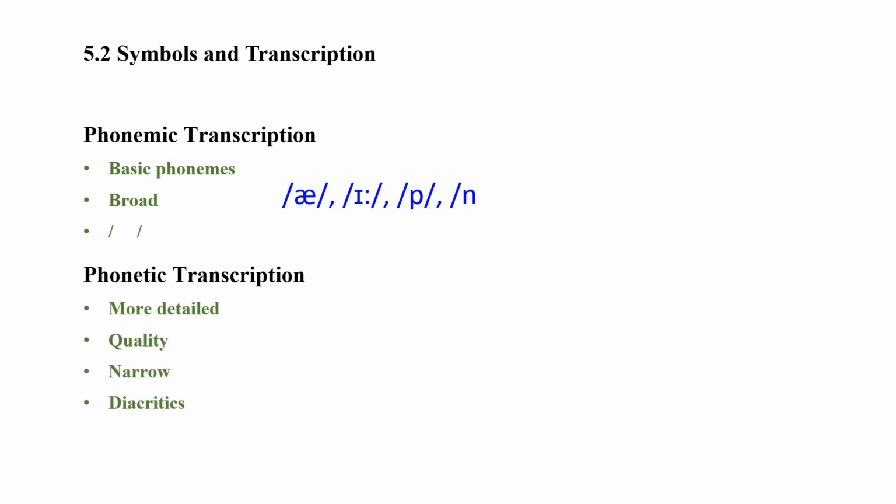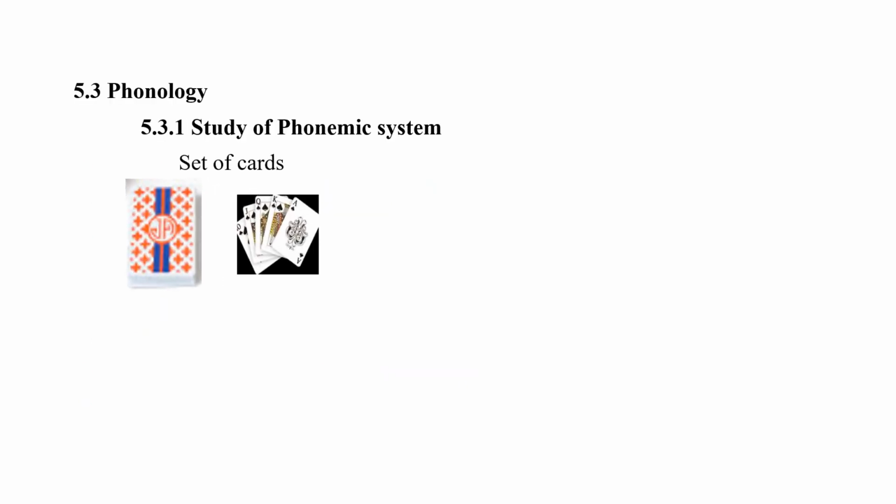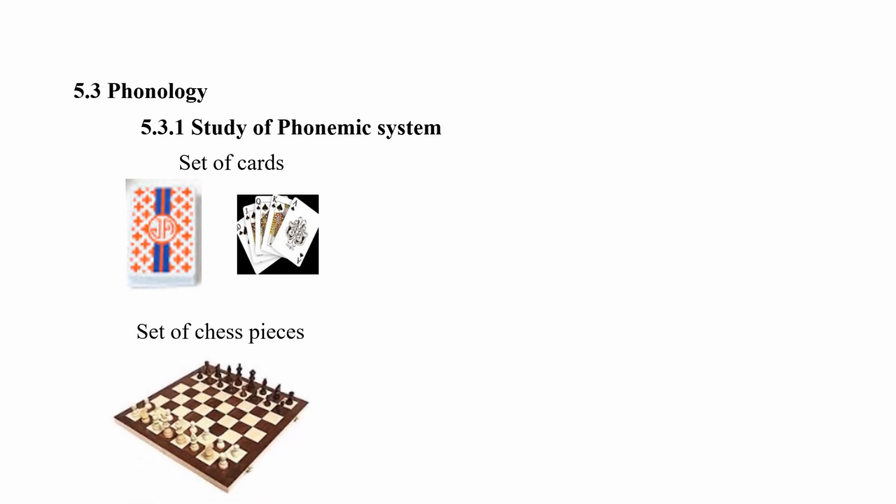Phonetic transcription is more detailed. It describes the quality of speech sounds produced. It is referred to as narrow transcription. Diacritics are used with this type of transcription. Each card in a set of cards is essential for the specific game played. Each one has a special value and function. Each piece in the chess set is also essential for the game. Each one has a special value and function.